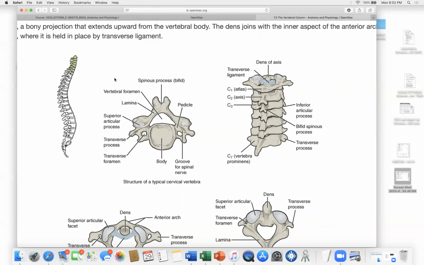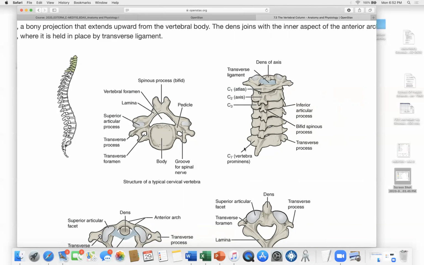Now you have 7 cervical vertebrae, and they're numbered C1 through C7. C1 is your atlas. That gives you the ability to shake your head yes. C2 is your axis, and that gives you the ability to shake your head no. That's a common anatomy and physiology question.